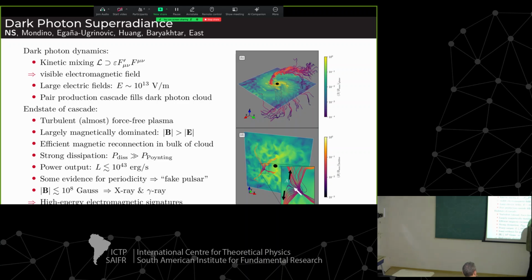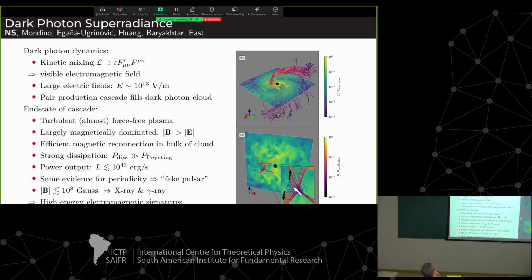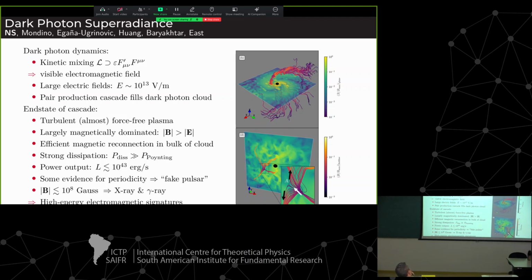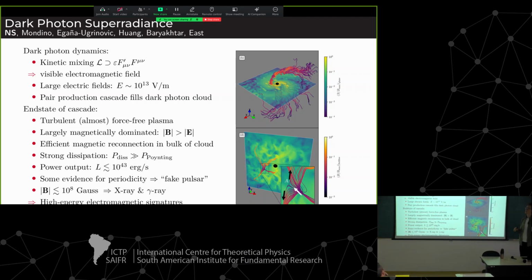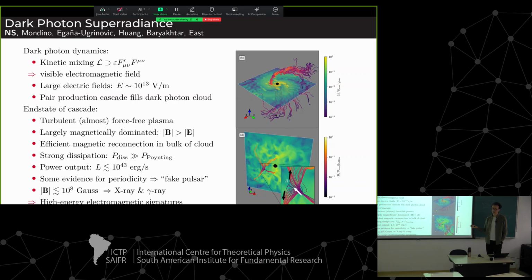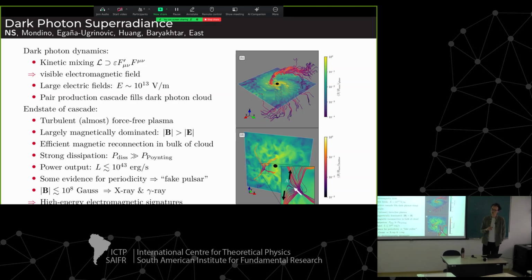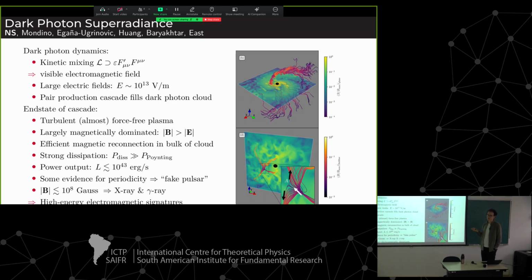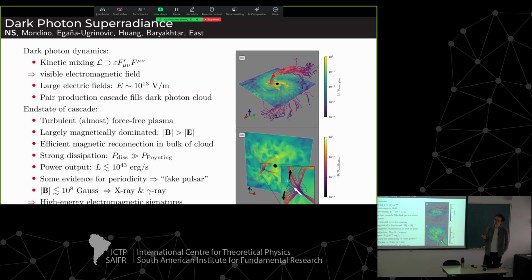The sources for these electromagnetic fields are charged particles? Right, so the electromagnetic fields don't really have a source, because non-zero kinetic mixing implies that the visible electromagnetic field that electrons and positrons see is no longer just the standard model photon, but a superposition of the standard model photon and this massive spin 1 field that makes up the super-dense cloud.